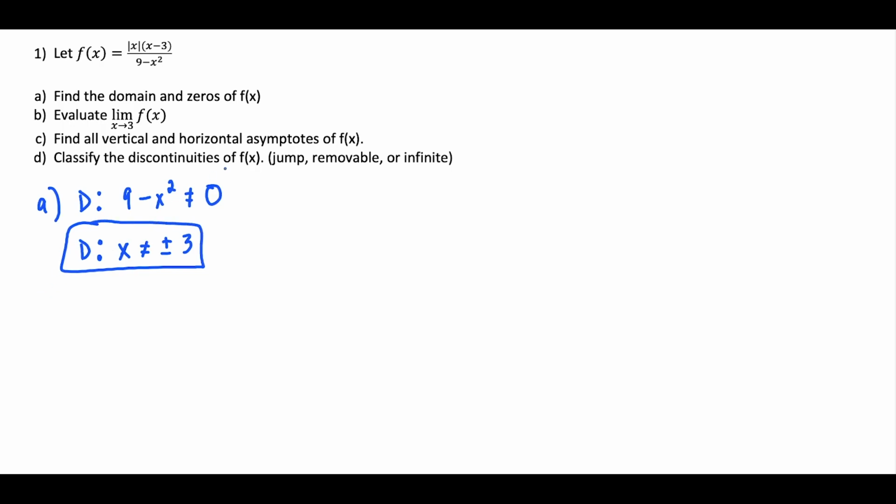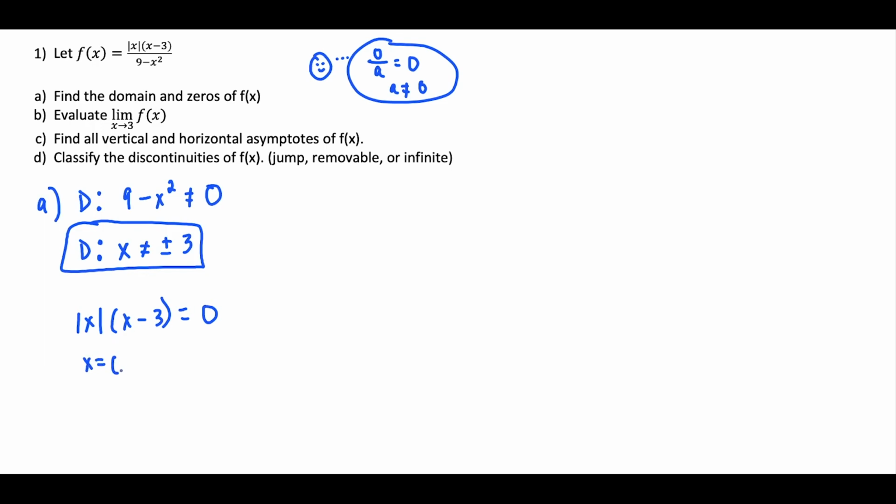But now to look for the zeros of f of x, you have to think about this very carefully. Since our function is in the form of a fraction, it is equal to 0 when the numerator is equal to 0 and the denominator is non-zero. So you just have to be very careful here, because when we set the numerator equal to 0, we have absolute value x times x minus 3. We're setting that equal to 0. We're going to get two roots at first. We're going to get x equals 0, and we're also going to get x equals 3.